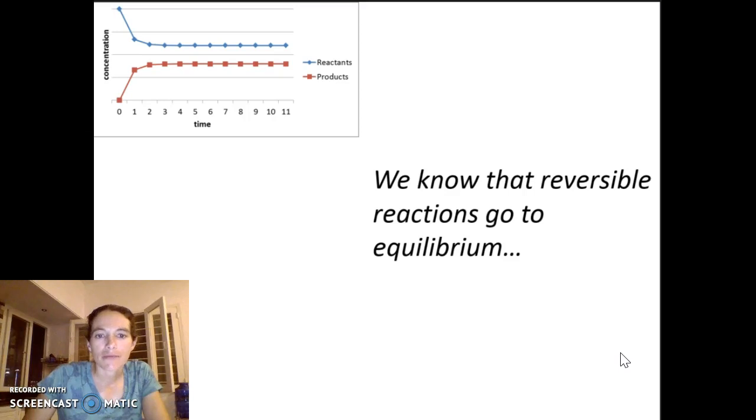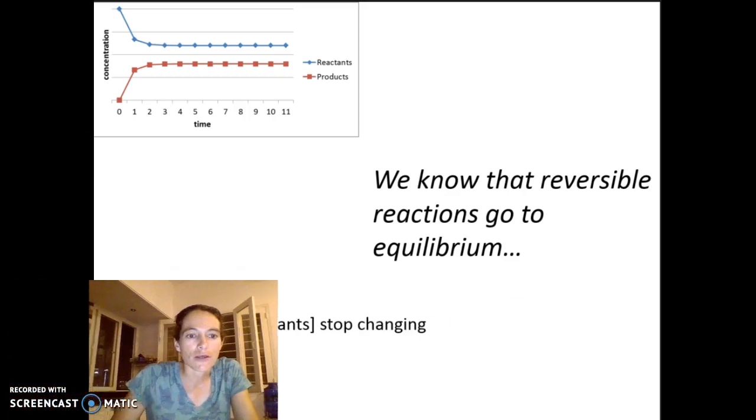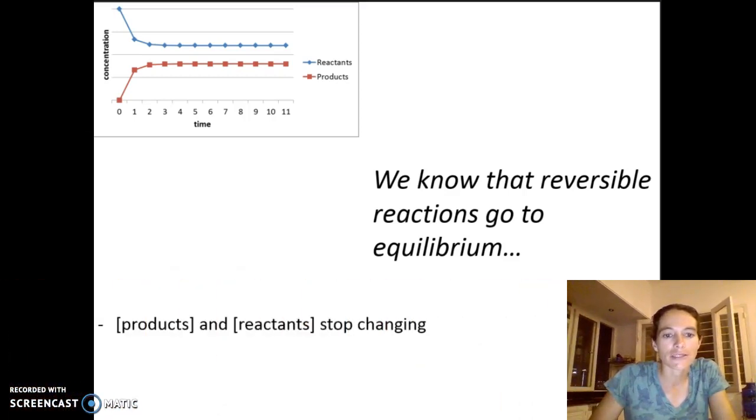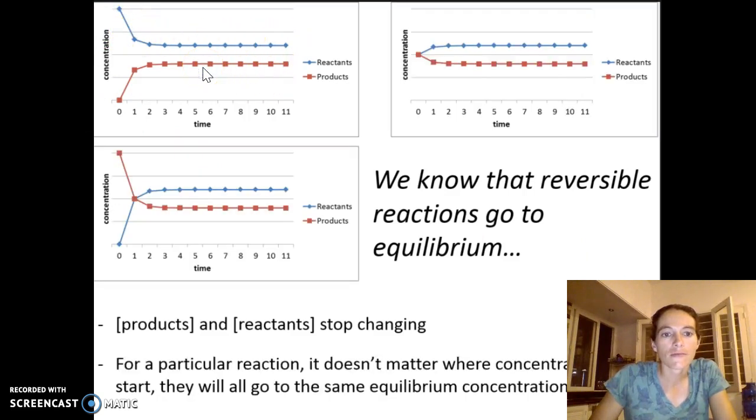So we learned last time about equilibrium and how reversible reactions will basically even out over time so that they will be at equilibrium. And equilibrium is where the concentration of the products and the reactants stop changing right here. We know that it doesn't matter where the concentration started. It will all go to the same equilibrium concentrations for a particular reaction at a particular temperature.